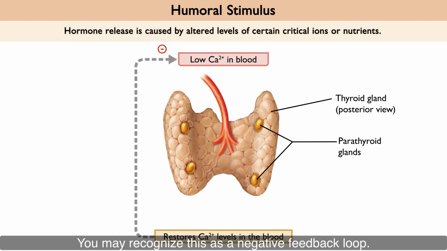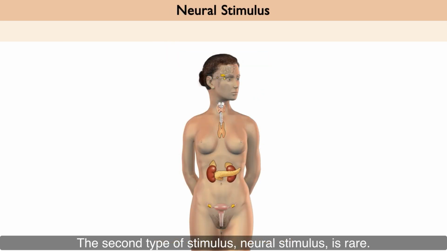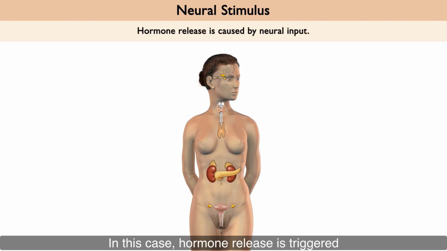You may recognize this as a negative feedback loop. Remember that negative feedback mechanisms return a variable to its homeostatic value. The second type of stimulus, neural stimulus, is rare. In this case, hormone release is triggered by the firing of neurons.